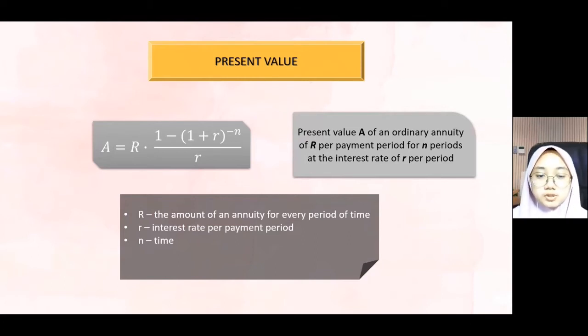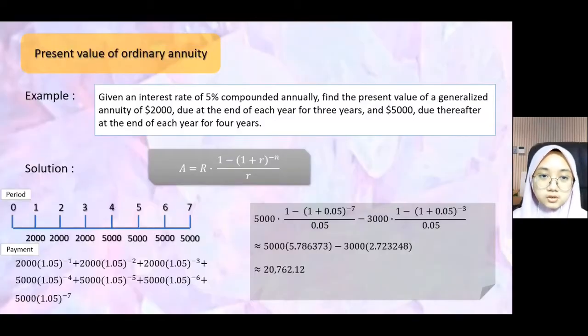The capital R represents the amount of an annuity for every period of time. The other R represents the interest rate per payment period, and n represents time. In this topic, the A in the formula represents the present value of an annuity: the present value A of an ordinary annuity of R per payment period for n periods at the interest rate of R per period. So let's take a look at the types of cases.